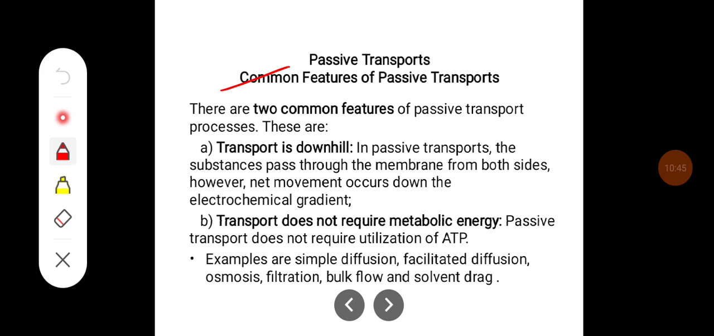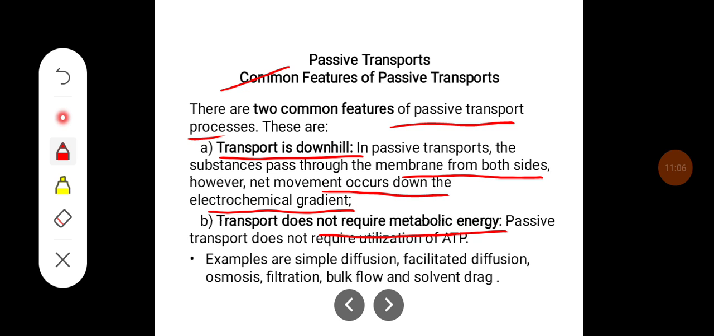Passive transport. Common features of passive transport. There are two common features of passive transport processes. These are: transport is downhill. In passive transport, the substances pass through the membrane from both sides. However, net movement occurs down the electrochemical gradient. Transport does not require metabolic energy.